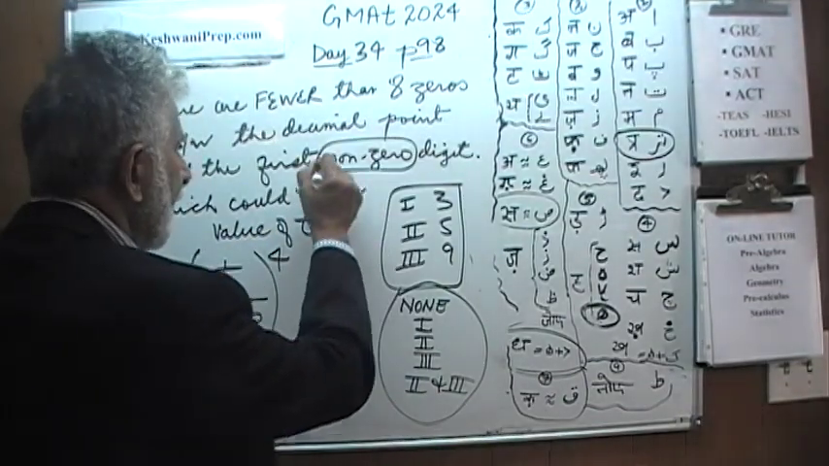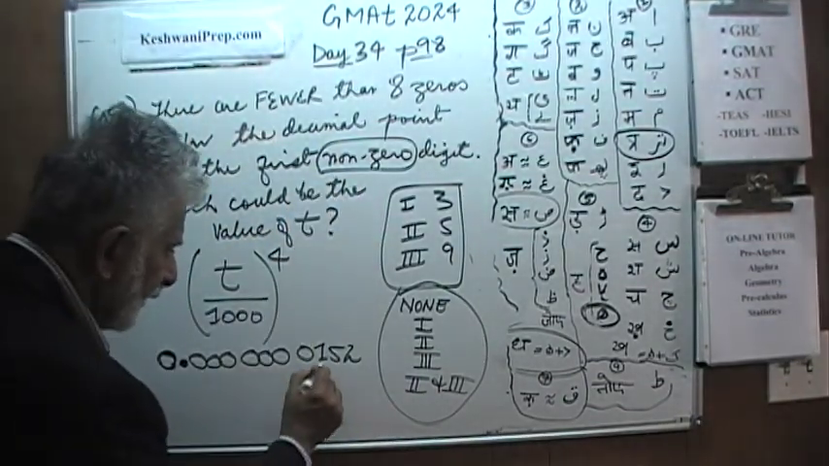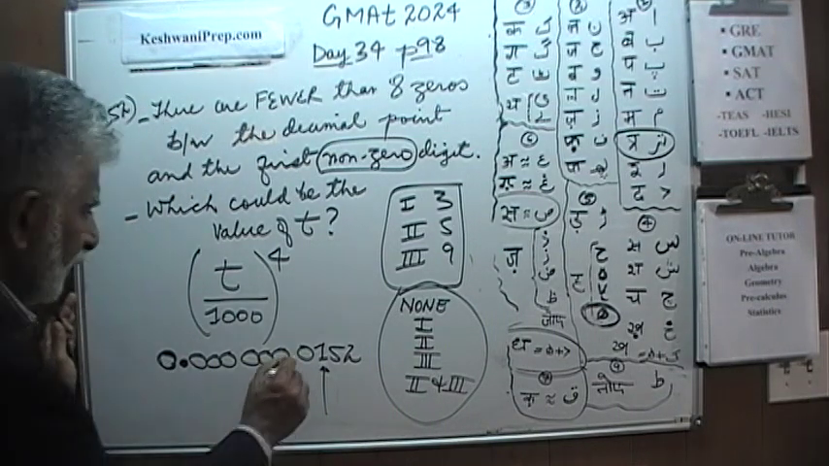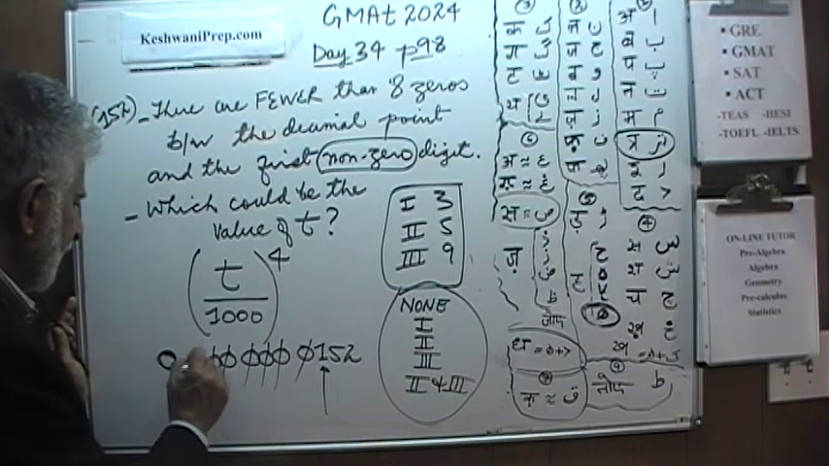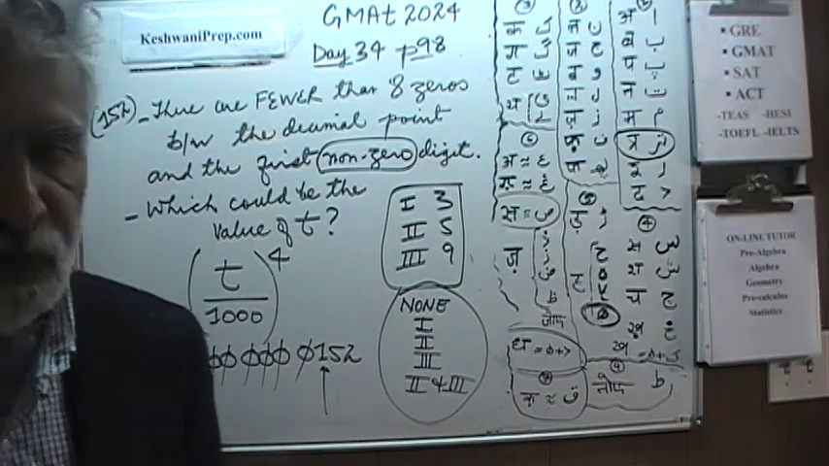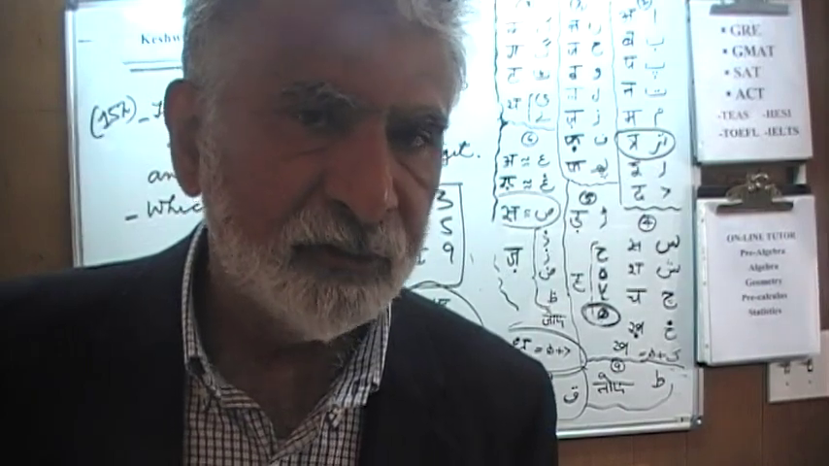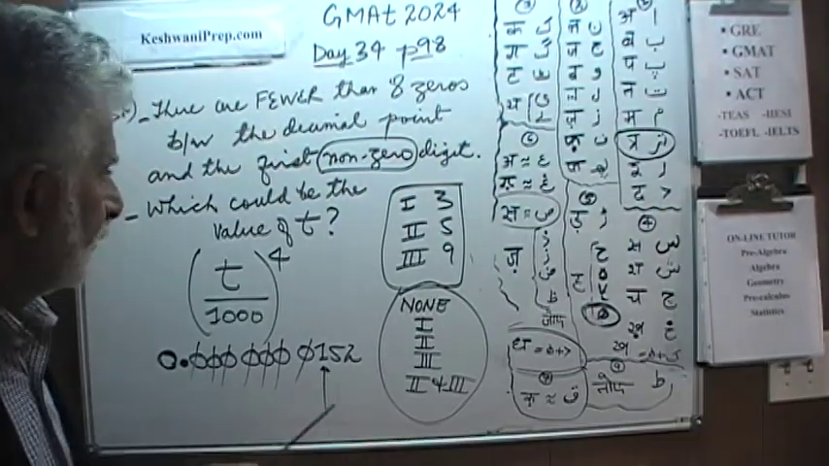The first non-zero digit in this one is this guy. And between the decimal point and the first non-zero digit, we have 1, 2, 3, 4, 5, 6, 7. We have only 7 zeros. We have fewer than 8 zeros between the decimal point and the first non-zero digit. Go ahead, do it yourself.